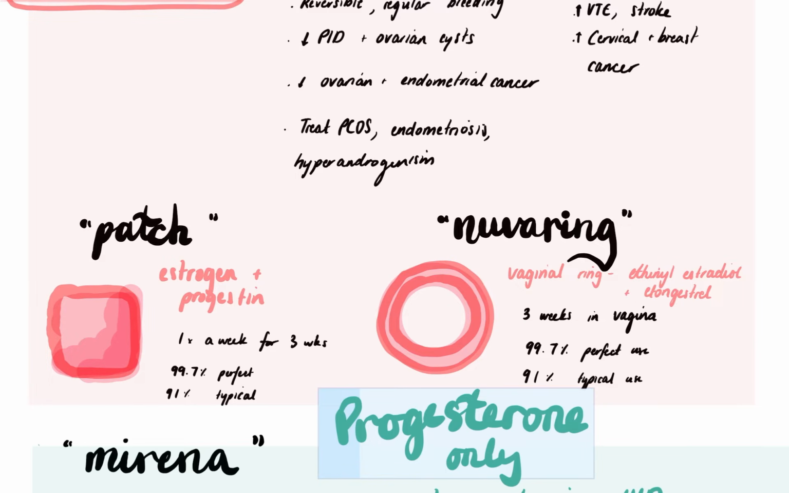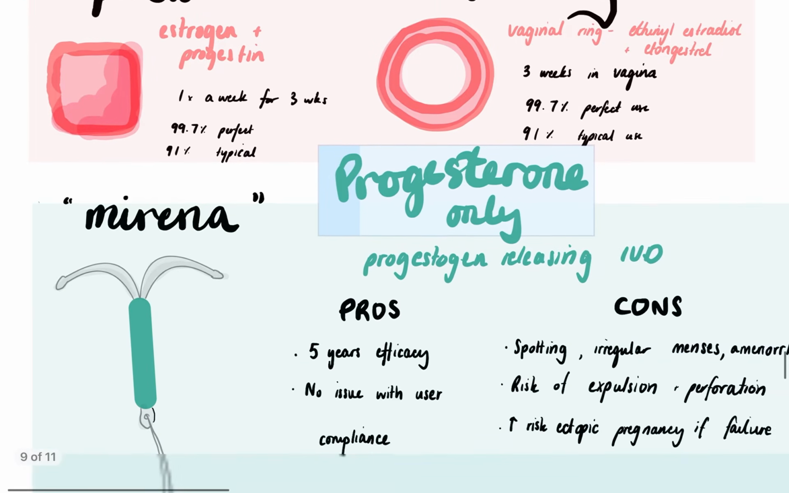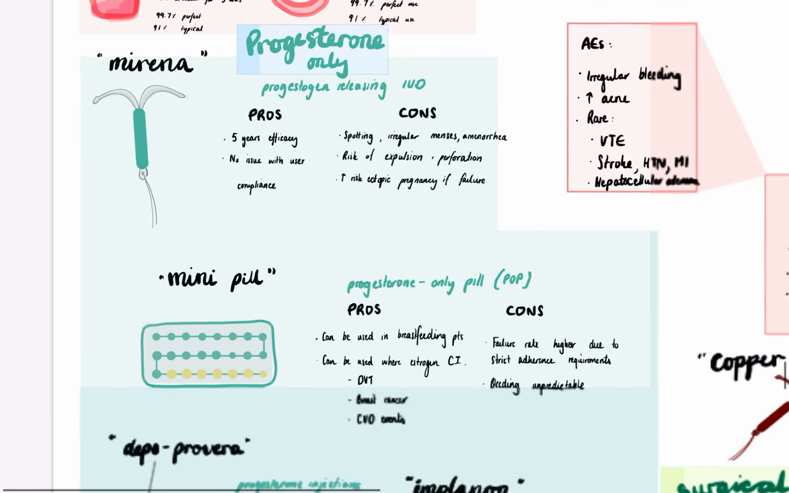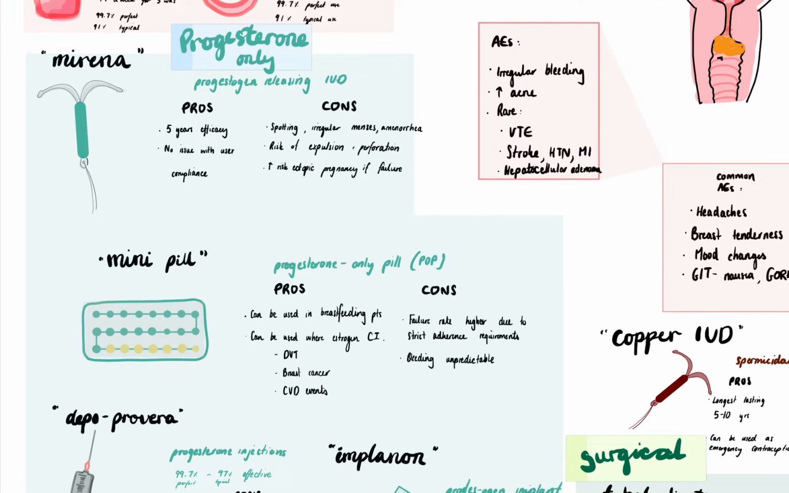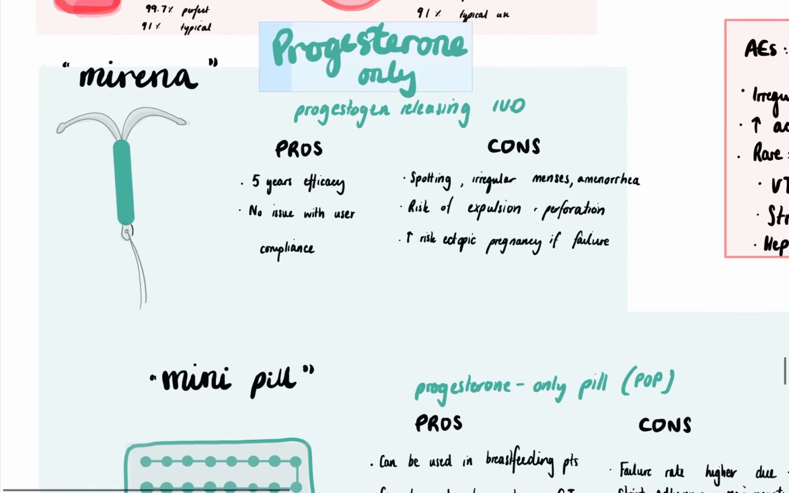and Nuva ring. Now, moving on to the progesterone-only forms of contraception, these are really great in people who have certain contraindications for using estrogen. So they might have a really high risk of thromboembolism, or they might have a hepatocellular carcinoma, or they might have had previous breast cancer or current breast cancer. And so if they wanted some kind of contraception, you would point them towards a progesterone-only contraception.